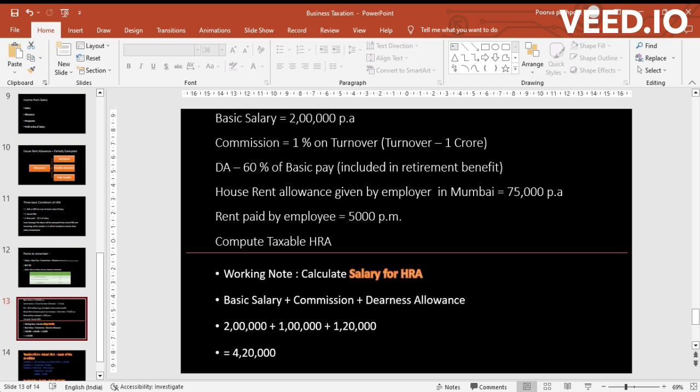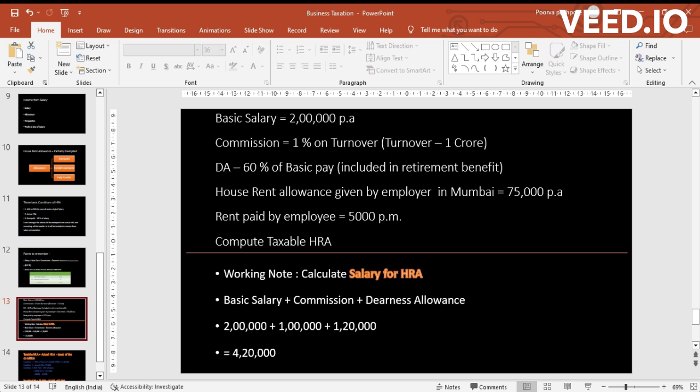HRA given by the employer in Mumbai. As the name Mumbai is mentioned, it means it is a metro city. That amount is 75,000 per annum, and rent paid by the employee is 5,000 per month. So we have to compute the actual taxable HRA. Before going to the conditions and the formula, I suggest you have a small working note. That working note is the calculation of salary with respect to HRA.